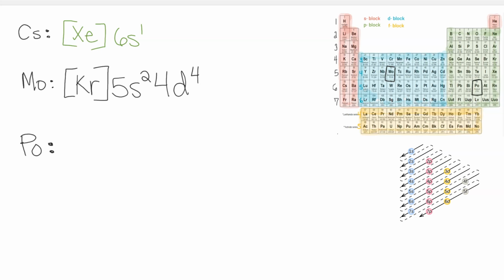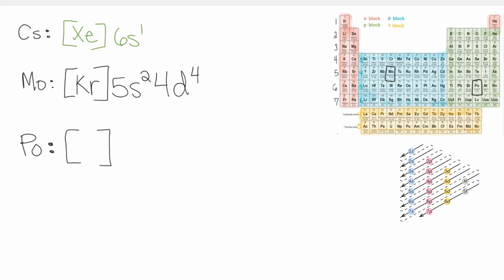All right, so first of all, which noble gas comes before Po? Go back to your periodic table, find the noble gas that comes before Po, and type your answer in the chat. What noble gas are we going to put in our brackets?